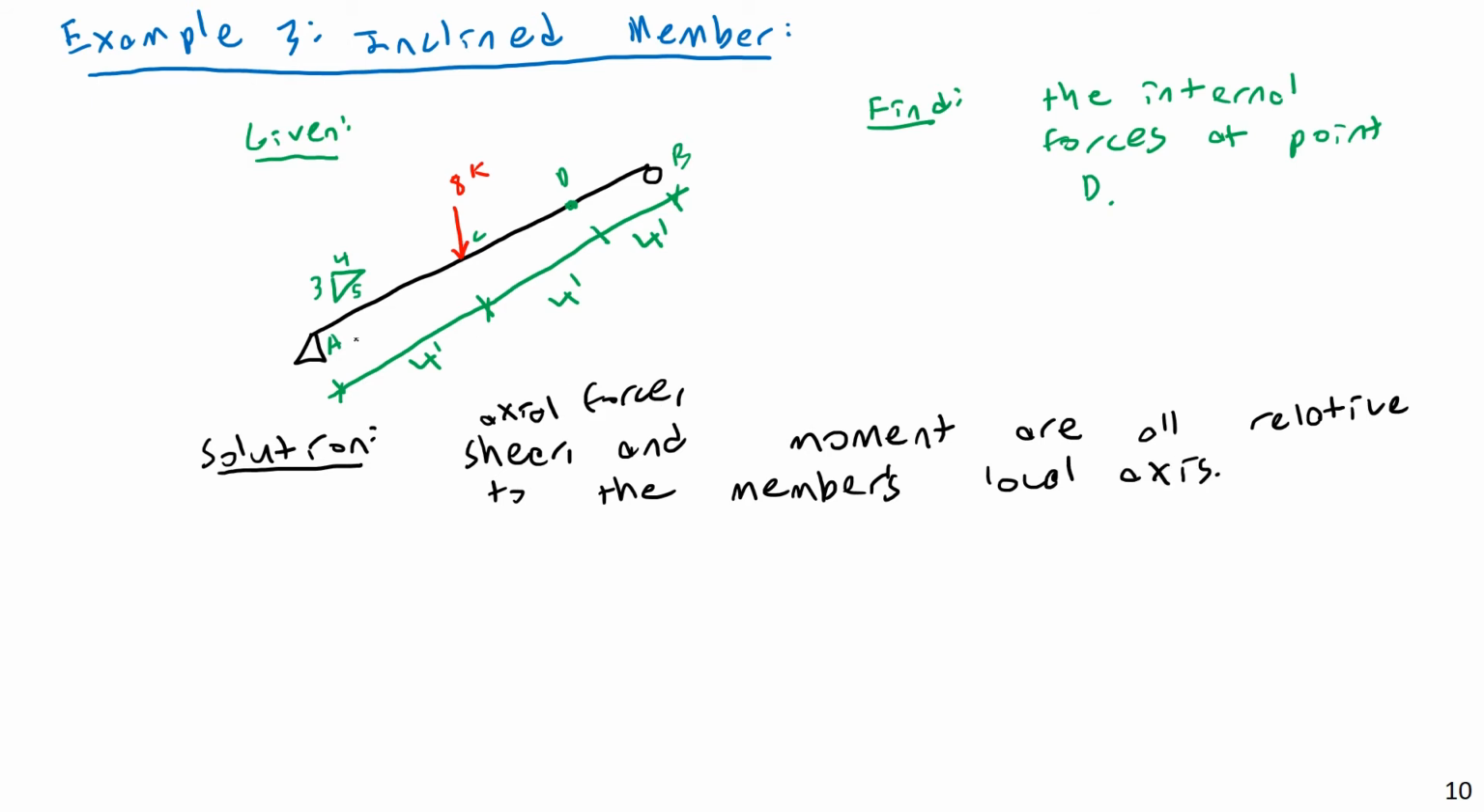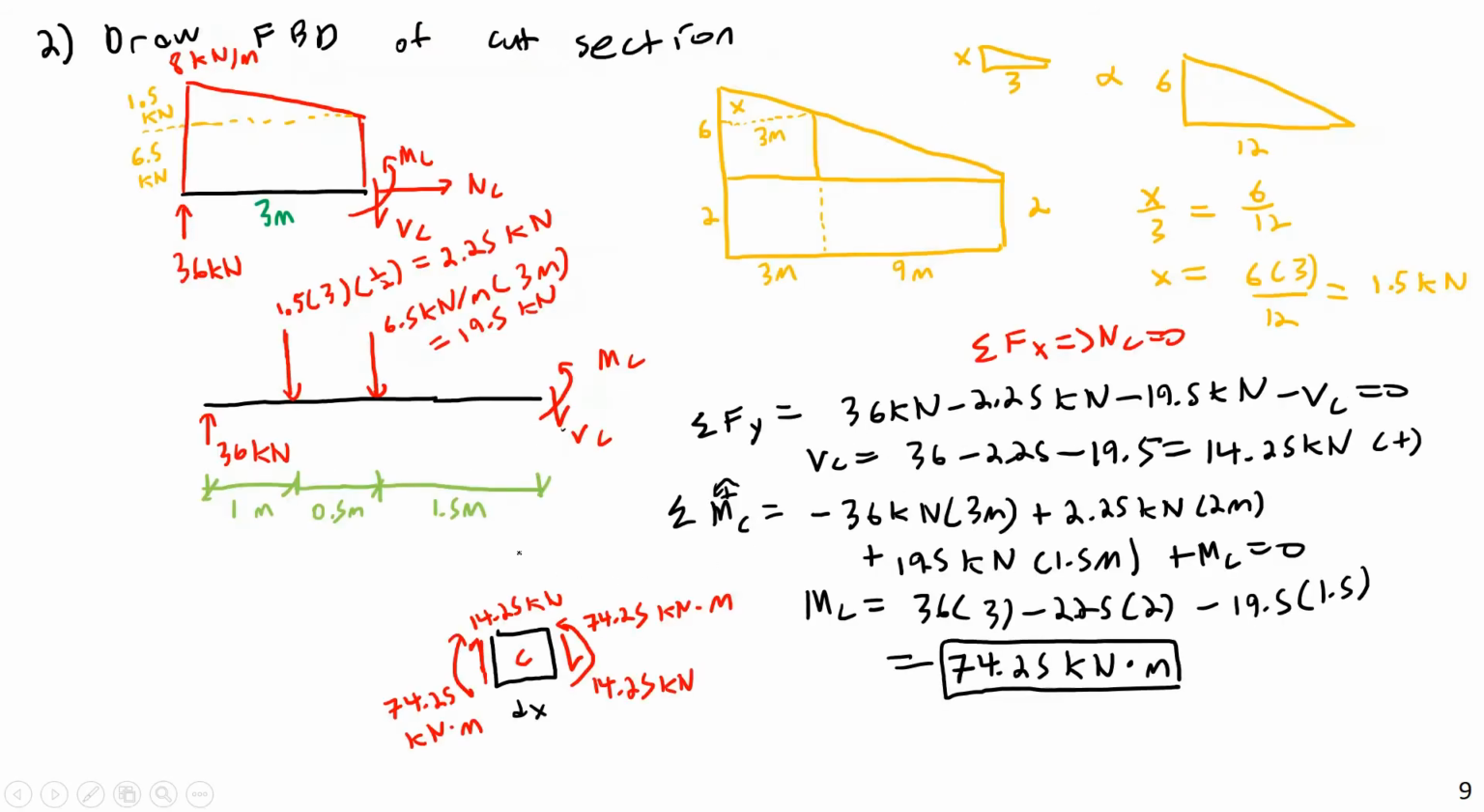Again, if I say relative to the member's local axis, shear does not mean upward or downward force. Fundamentally, it doesn't mean that. In all the previous cases we've looked at, we've been dealing with horizontal beams, so it's very easy to think, oh, shear, that must be an upward force. But really, that's not true.